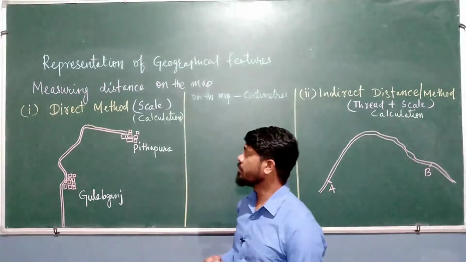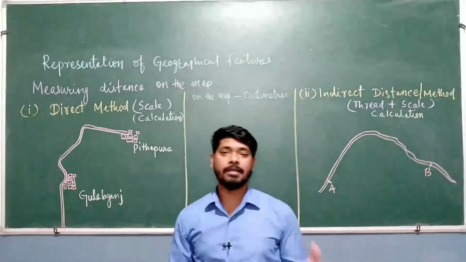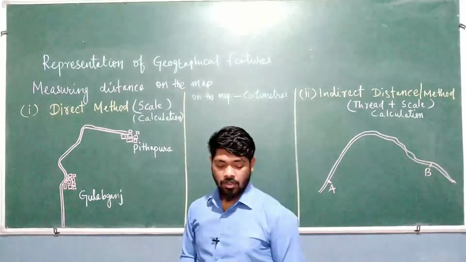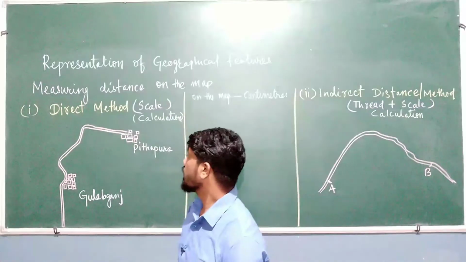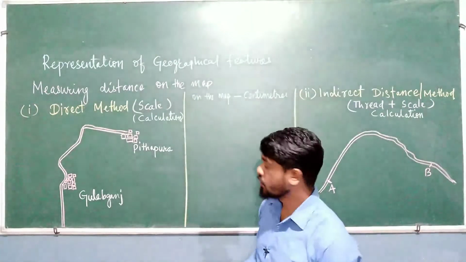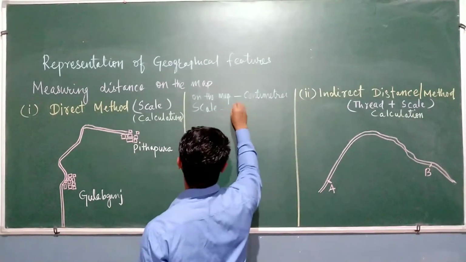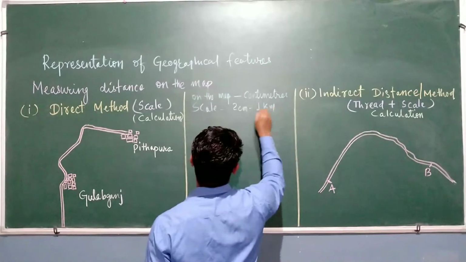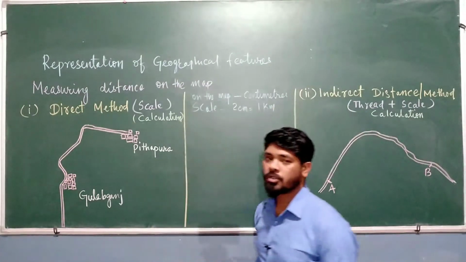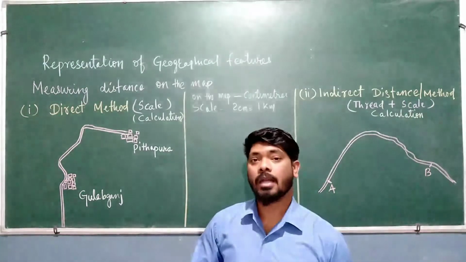There are two ways of measuring distance, that is direct distance and indirect distance. Before that we need to know about the scale of the map. Scale is always 2 centimeters is equal to 1 kilometer. So on the topo sheet, 2 centimeters is equal to 1 kilometer. What is scale? We have discussed.